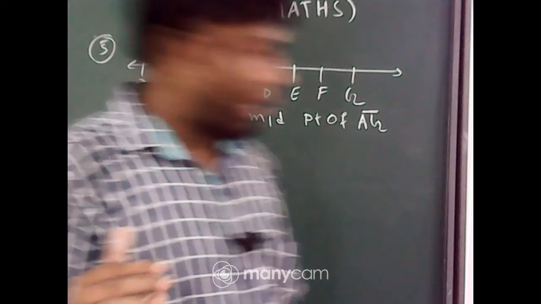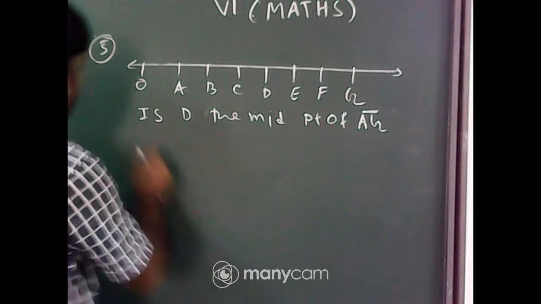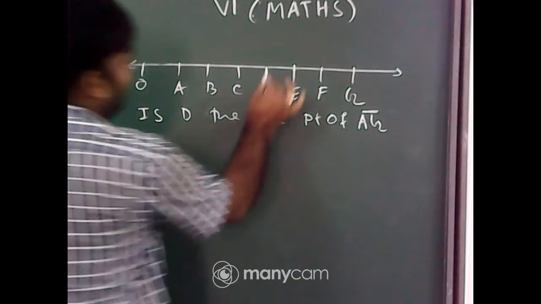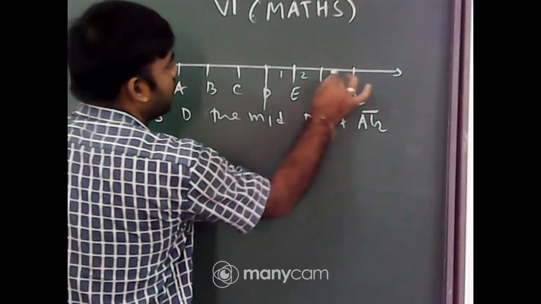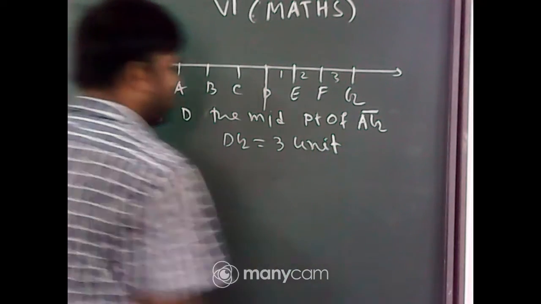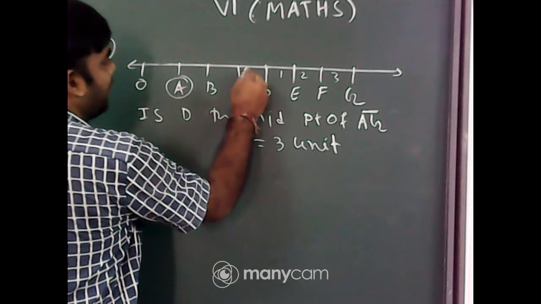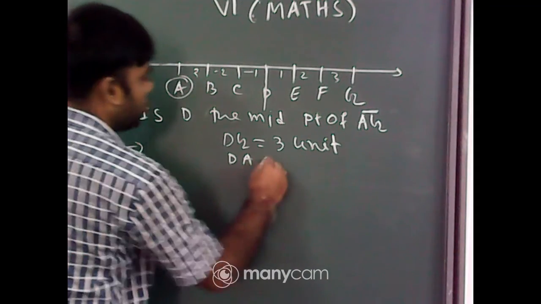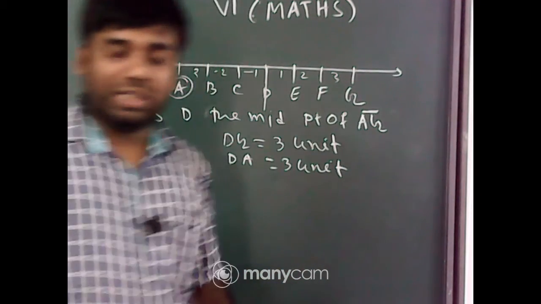Okay, I am explaining. First of all, the question is you have to identify whether D is in the middle of AG or not. From D, how many units up to G? That is 1, 2, 3. So DG equal to 3 unit. And you have to measure up to A. So that is also 1, 2, 3. So DA also 3 unit. DG equal to 3 units, AD equal to 3 units.